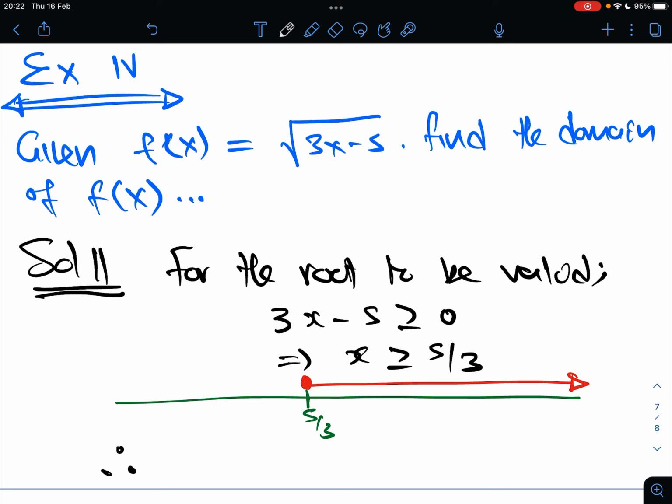So we can now say, therefore, the domain of f is equal to what? It is everything from 5 over 3, so I put a closed square bracket, 5 over 3, and all the way to infinity, just as you can see now. You see that? That's how it works. Whenever there's a linear function underneath, it's always easy to deal with this.